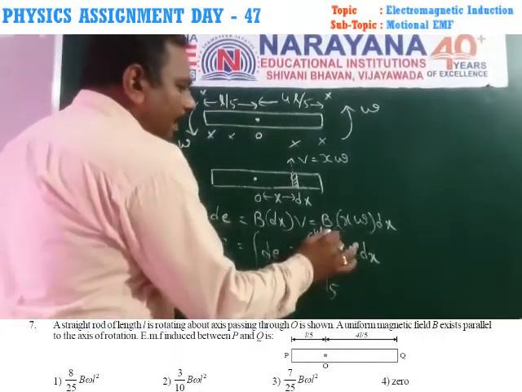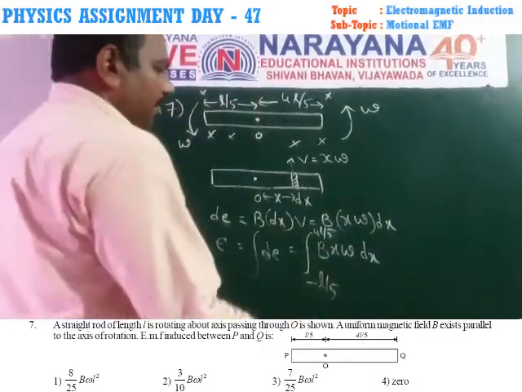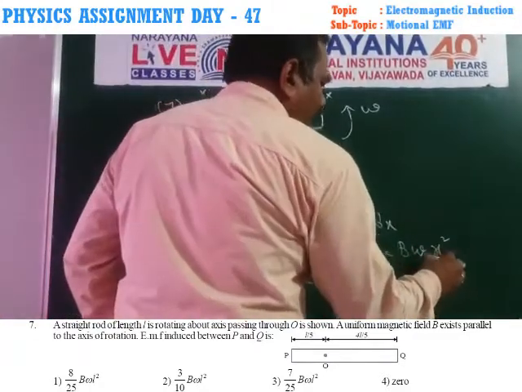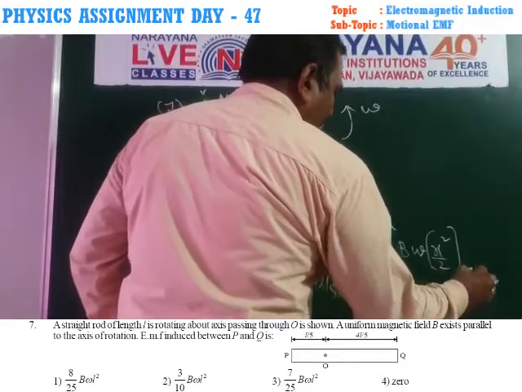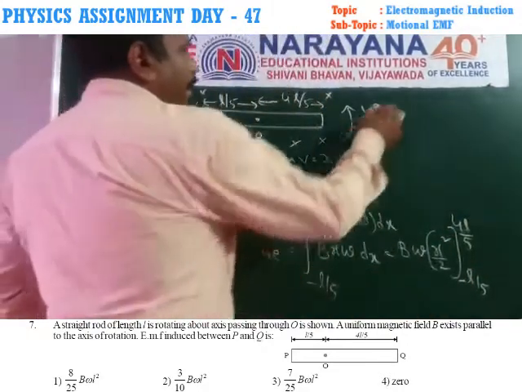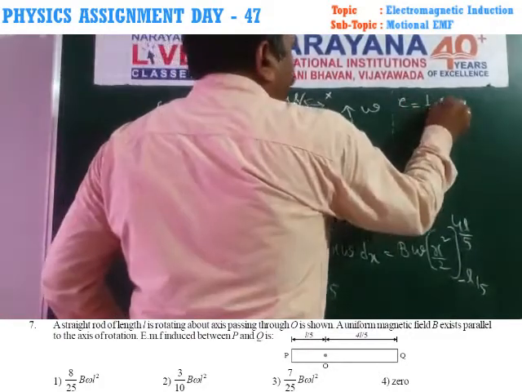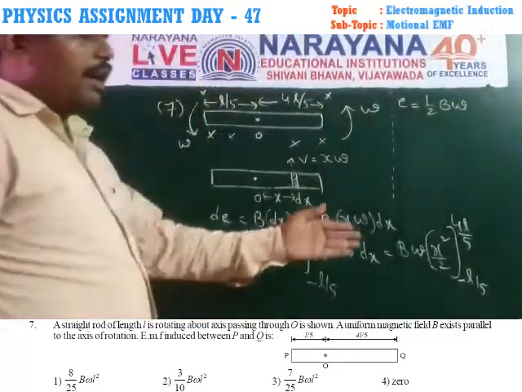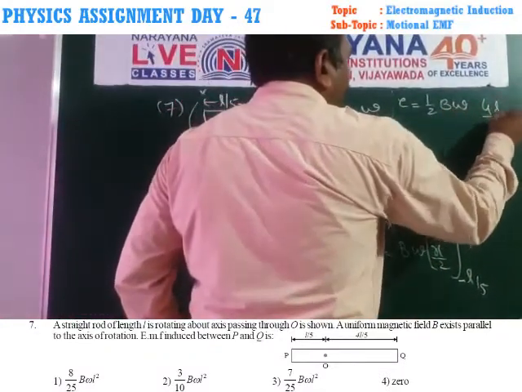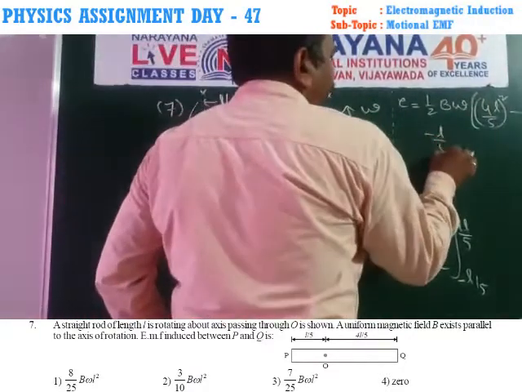So integrating with limits from -L/5 to 4L/5, here B omega, the integration of x is x²/2. Limits are taken from -L/5 to 4L/5. Therefore EMF is equal to half into B omega into, in place of x, (4L/5) whole squared minus (L/5) whole squared.